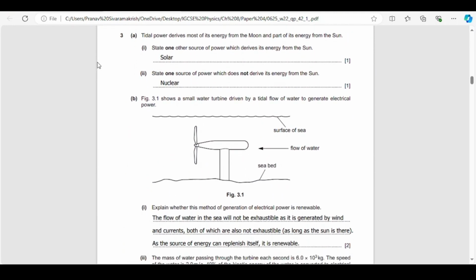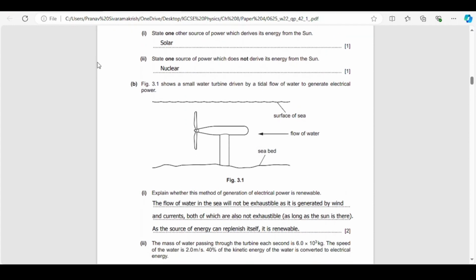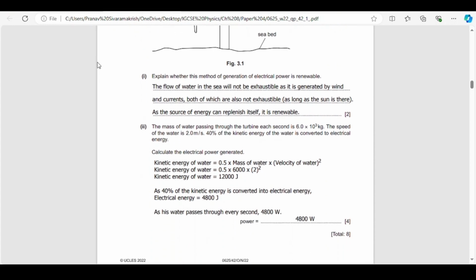So question 3, we look at essentially a water turbine system which uses the energy from waves, essentially the flow of water, to be able to generate energy. So part A and part B1 are related to energy sources and questions around that. We will look at part B2. So the mass of water passing through the turbine each second is 6 × 10³ kilograms, essentially 6,000 kilograms. The speed of the water is 2 meters per second.